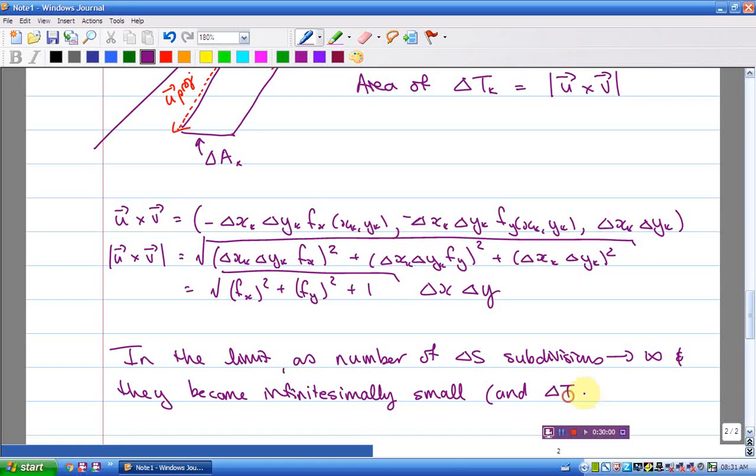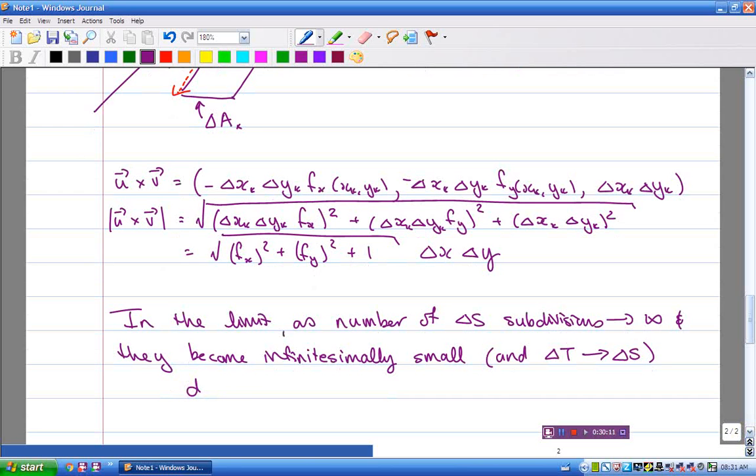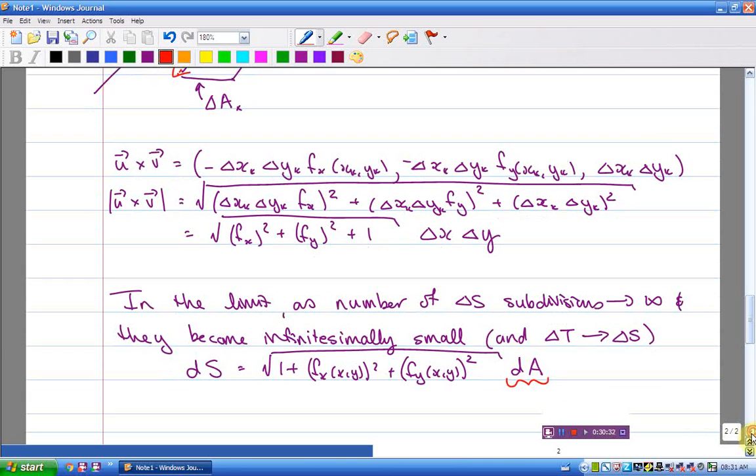And delta t and delta s essentially become closer and closer to one another. ds, notice I'm using a d now because it's in the limit, equals the square root of 1 plus the x derivative squared plus the y derivative squared, times dA, where dA of course is dx dy.